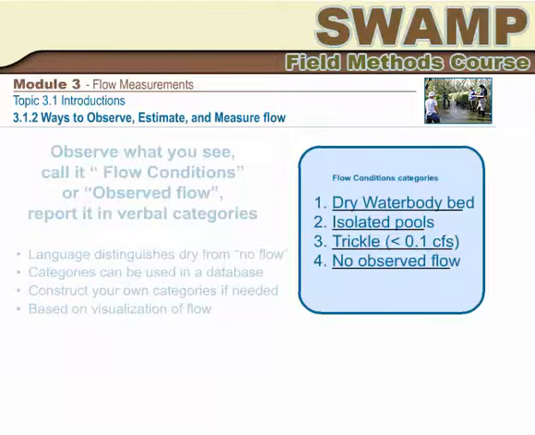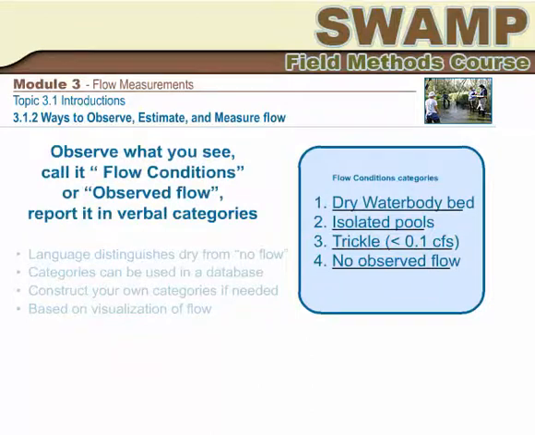The first option is to observe the stream and choose one verbal category that describes it best. The common categories offered for flow conditions or observed flow are as follows: dry water body bed, isolated pools, trickle, and waterway full, no observed flow. These categories include language for communicating zero flow and no flow situations, with detail that is very relevant for data interpretation, detail that falls between the cracks when only numerical flow data are captured.